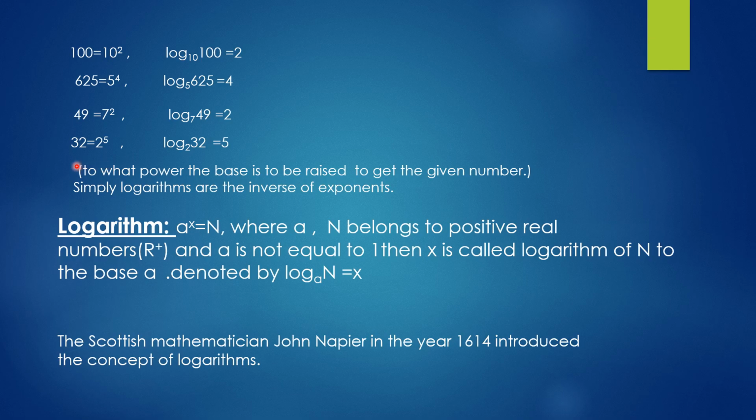Next, observe this one. 32 can be written as 2 to the power of 5, meaning 2 to the 4, 4 to the 8, 8 to the 16, 16 to the 32. So therefore, logarithm of 32 to the base 2 is equal to 5, meaning the base 2 is raised to the power 5, and you will get 32. Therefore, logarithm of 32 to the base 2 is equal to 5. So simply you remember that.